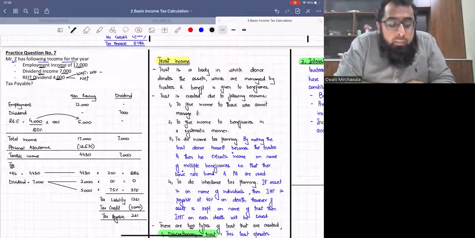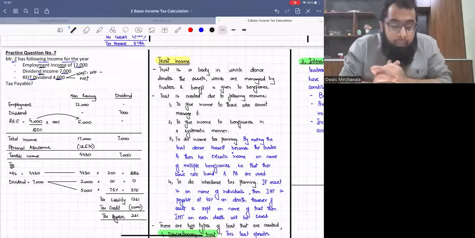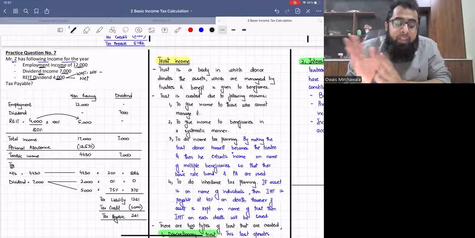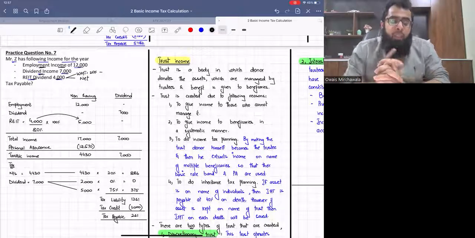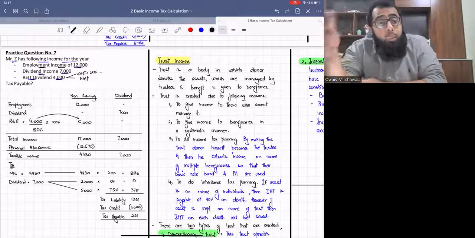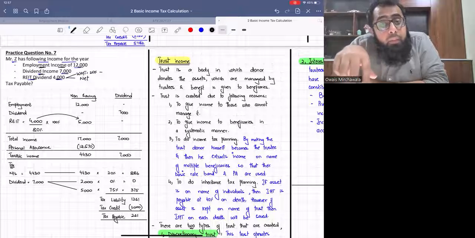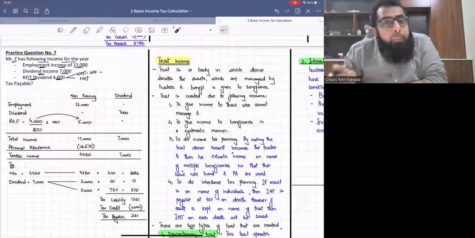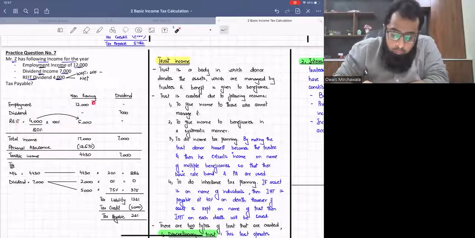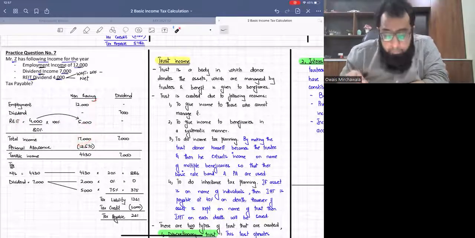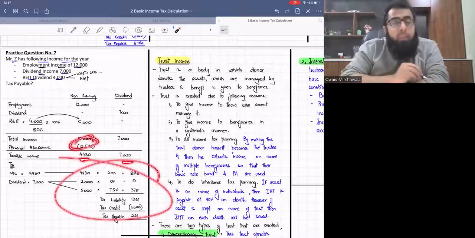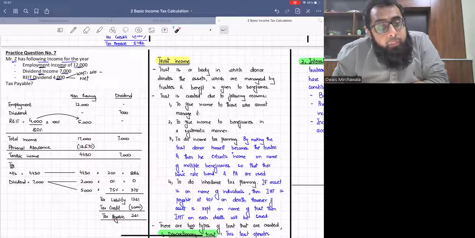So what we have discussed, we said that the employment income goes in non-saving. The dividend goes in the head of dividend income. For the real estate investment trust, we grossed it up. Divided by 80% into 100%. 12 plus 5, this gives total income. Dividend goes in head of dividend. Personal allowance, taxable income, and the simple tax calculation.